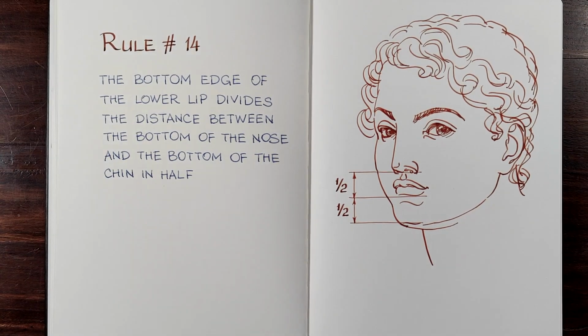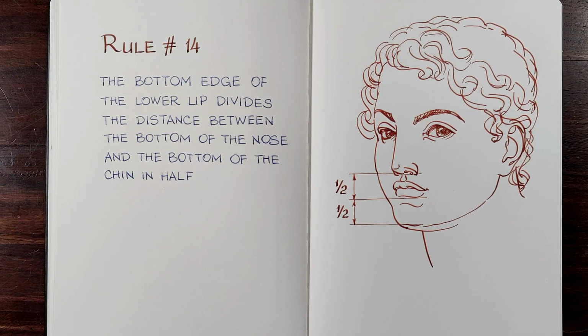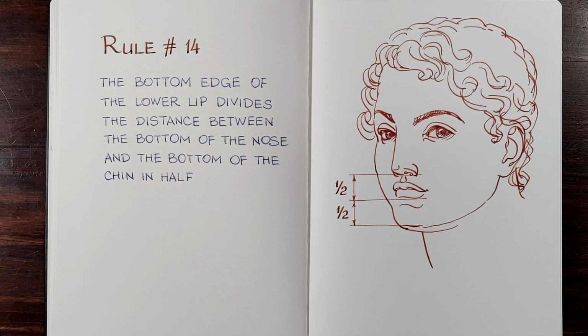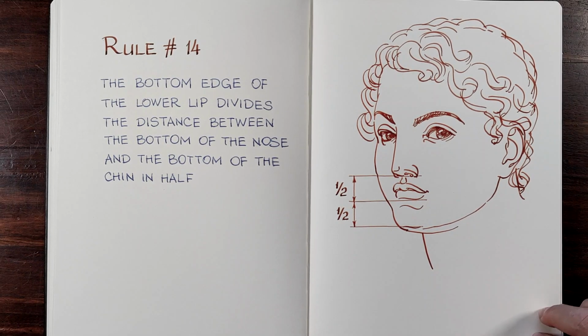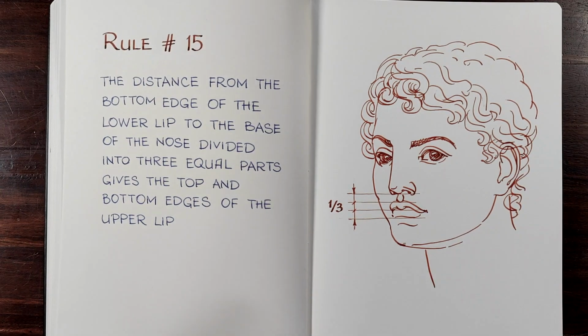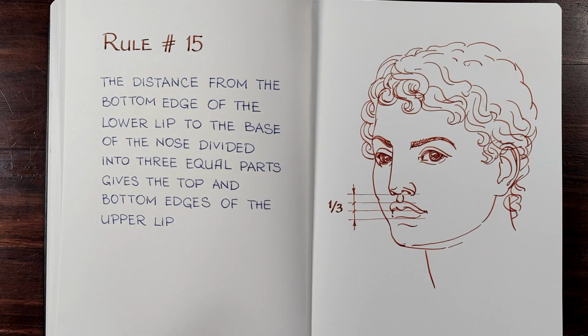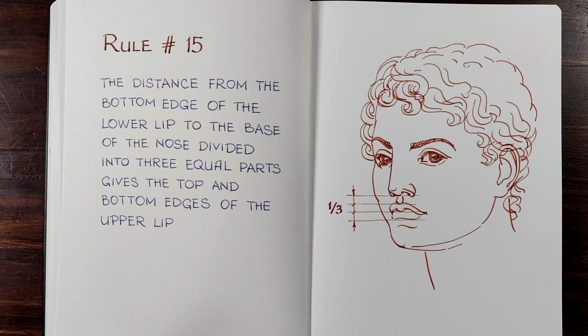Rule number 14. The bottom edge of the lower lip divides the distance between the bottom of the nose and the bottom of the chin in half. Rule number 15. The distance from the bottom edge of the lower lip to the base of the nose, divided into 3 equal parts, gives the top and bottom edges of the upper lip.